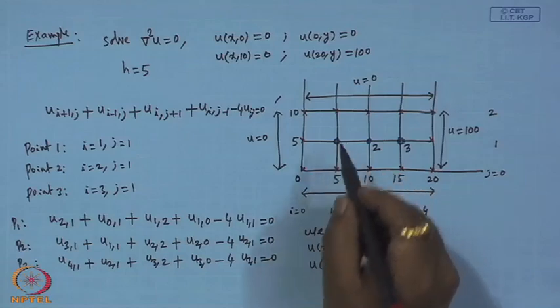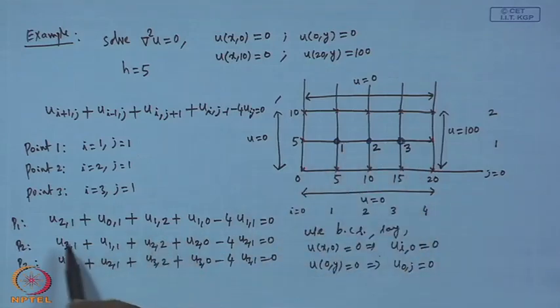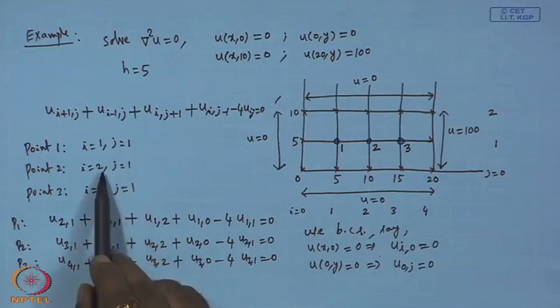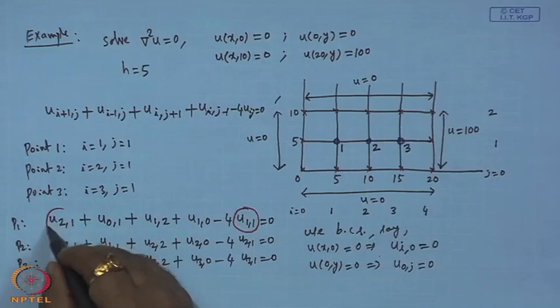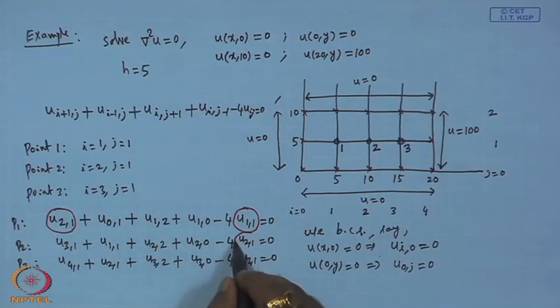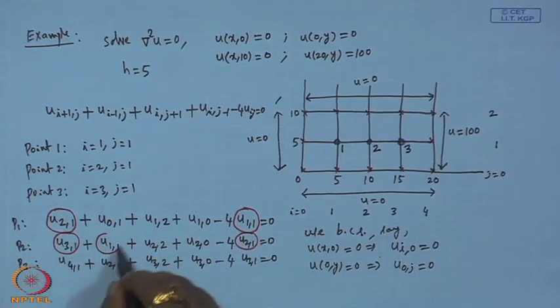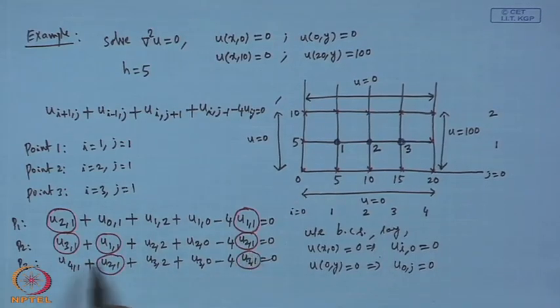The unknowns must be at these points. So, 1 1, 2 1, 3 1 must be the unknowns. So, this is an unknown. Okay. So, there are 3 unknowns. Okay. So, it is repeating 1 1, 2 1, 3 1. So, these unknowns can be solved using these boundary conditions.